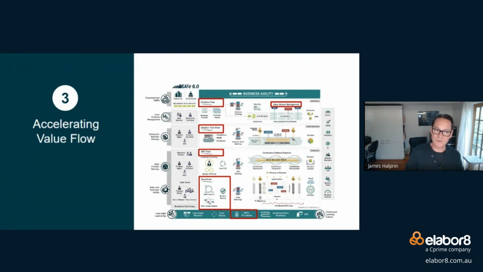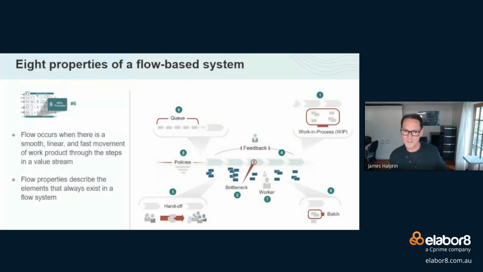So let's move on to my favorite, theme number 3, accelerating value flow. And you'll see here where the changes are: there's been a change in the SAFe principle, and we're starting to talk about flow specifically at the team level, at the Agile Release Train level, the solution train, and the portfolio level as well. So thinking more about flow, it's become apparent that there are common properties that exist in every flow-based system. And that's ultimately what we're looking at on this slide.